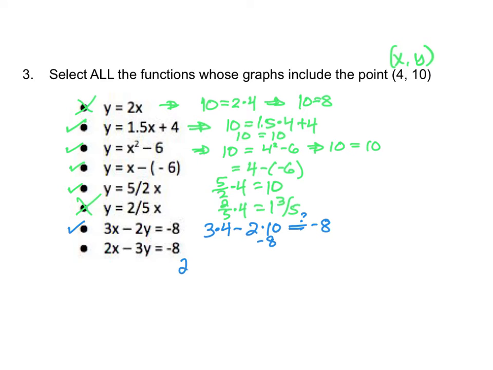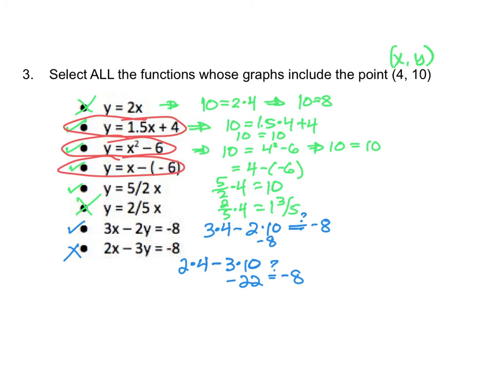Same kind of thing. We're going to say 2 times our x, which is 4, minus 3 times our y, which is 10. So we have 2 times 4 minus 3 times 10. That's equal to negative 22. We want it to equal negative 8. Is this an answer? No, it is not. So as far as our answers for this one, all of them we would select are these. And these would be our answers that have the point 4, 10 on those lines.